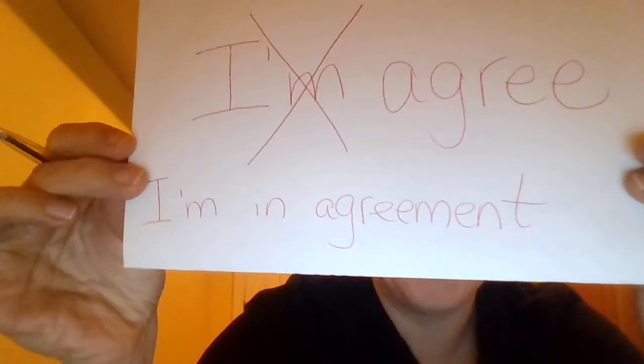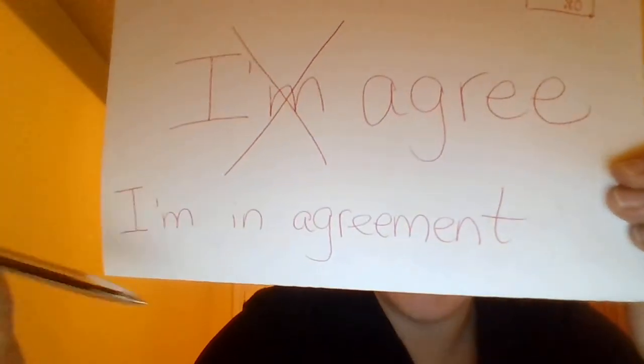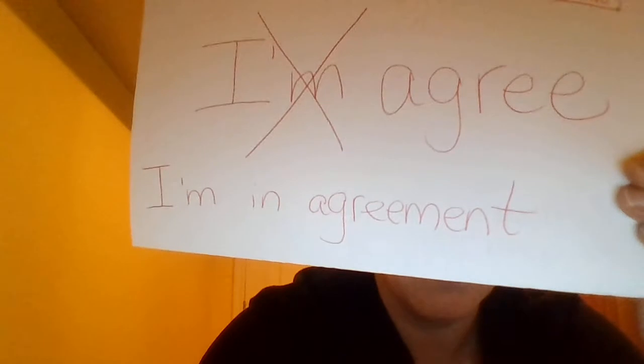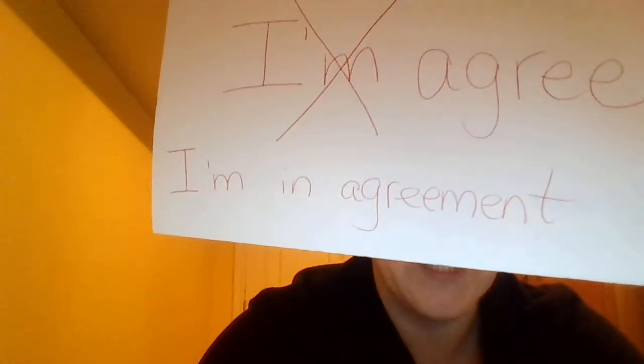The only way it's all right, but it's probably more difficult to remember, is I'm in agreement. In that case, the verb to be is fine. I'm in agreement. And then, that's the end of the sentence, right? Don't continue the sentence. But better, I agree. I agree. Okay.